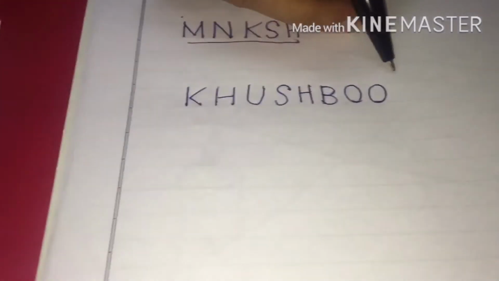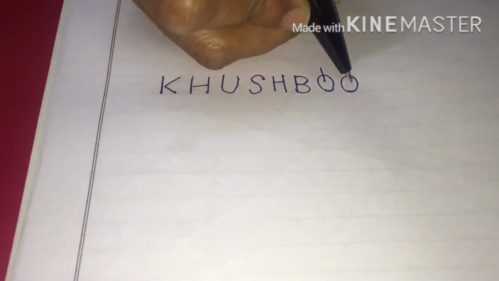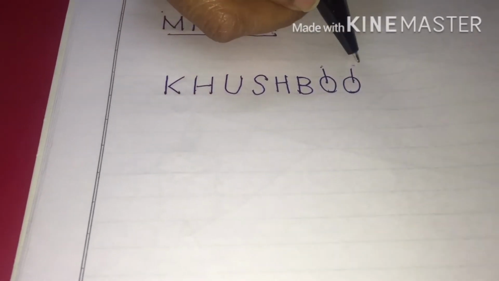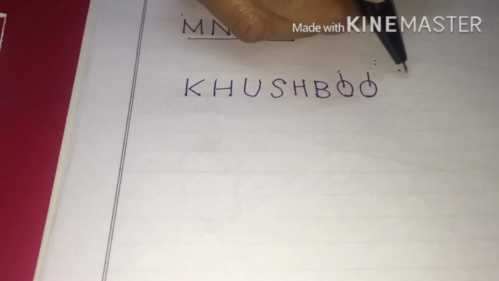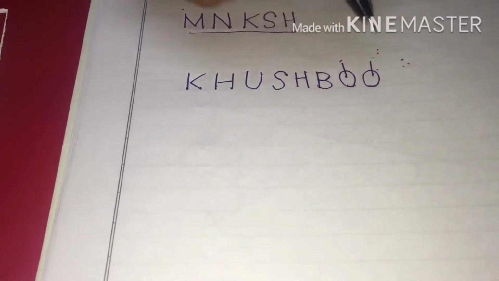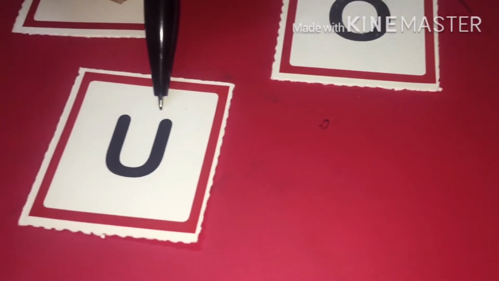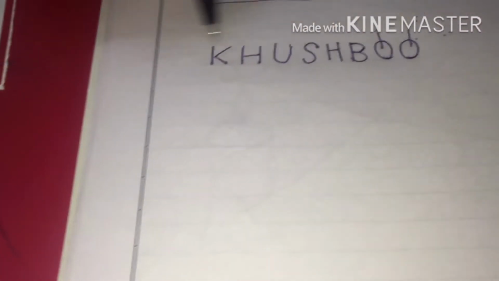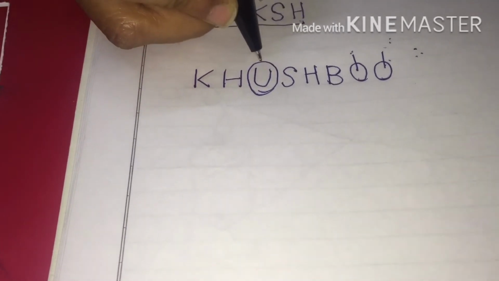Which one is this? O. Do we have O here? Yes. This one and this one. How many O do we have here? 2, right? So two vowels we have here. And which letter is this? U. Do we have U here? Yes. This one.